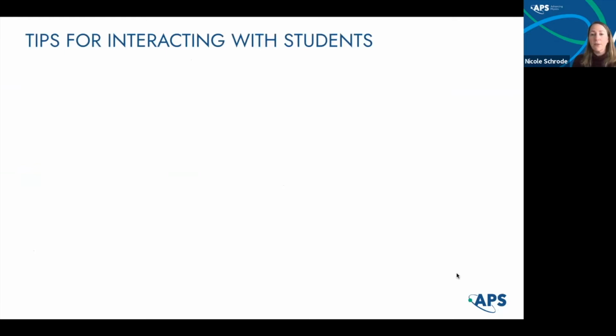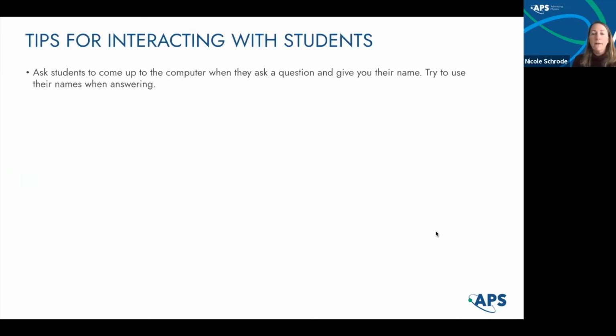Some more tips with interacting with students to really build rapport. This was actually brought to our attention from one of our participants in our Physicists to Go session last fall. When students are asking questions, it was helpful for the physicist if the student approached the computer and didn't ask the question from the back of the classroom. It just helped the scientist hear the question better so that they could address it. So you might want to talk to the teacher or the educator about that beforehand. If the students know they will have to do that beforehand, they can prepare for it, and not just be frozen in the moment, thinking that they have to approach a computer with a highly trained physicist or scientist in front of them.